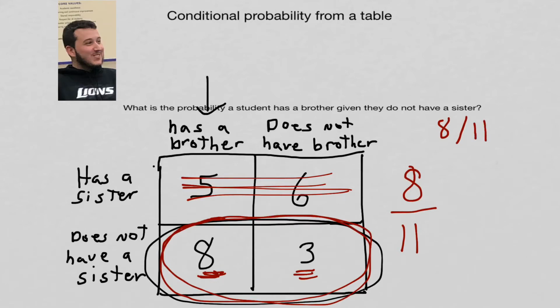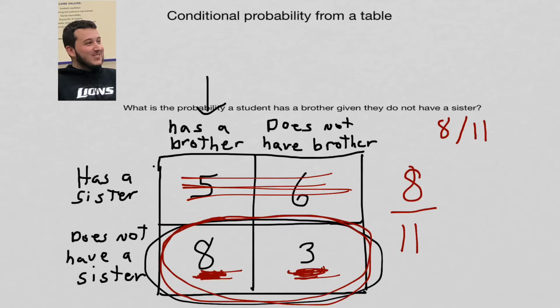All right, I want to make sure that you understand why it's 11. There's a total of 11 people, 8 plus 3, that don't have a sister. But only 8 of them have a brother. So the answer is going to be 8 out of 11. That's the probability.